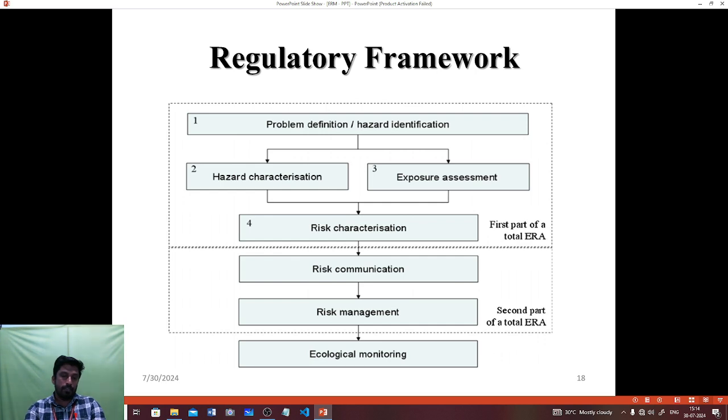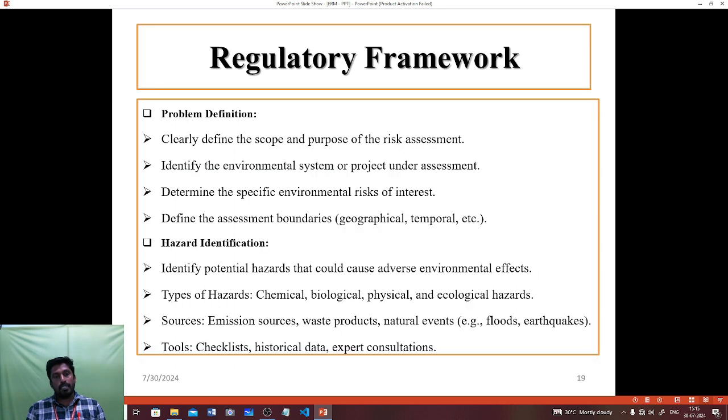These four steps are the first part of the environmental risk assessment framework: problem identification or problem statement, what we have done for the particular project, and also hazard characterization, exposure assessment and risk characterization. It is the first part of our framework. And the second part of the framework is risk communication, risk management, and ecological monitoring and review. So this is the flowchart for the regulatory framework. Then we will discuss it one by one in the upcoming slides.